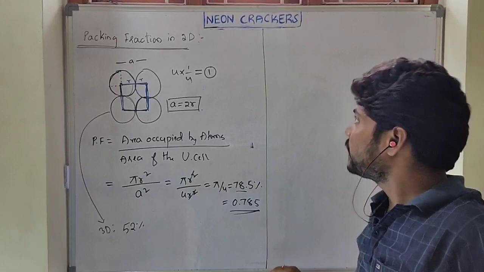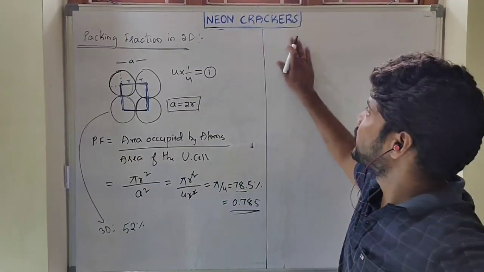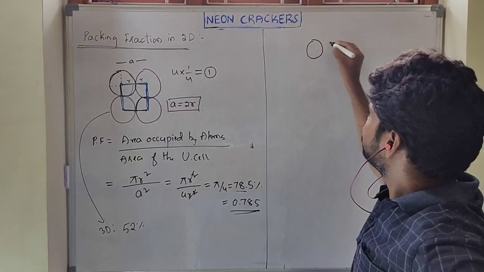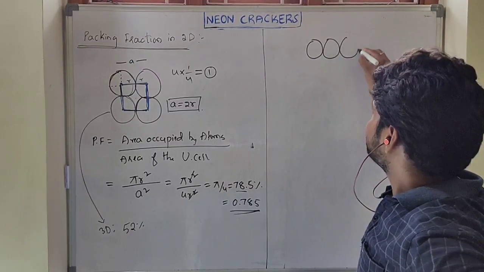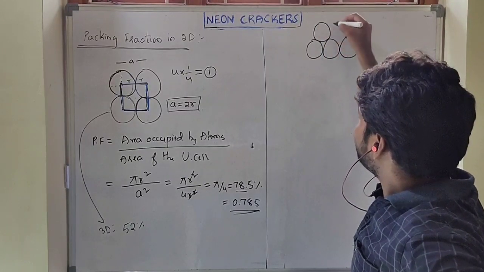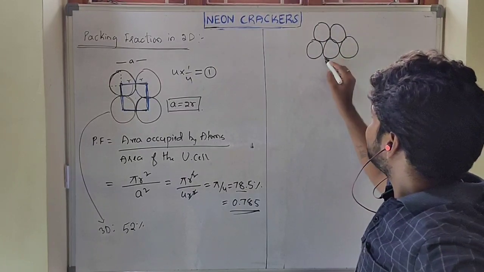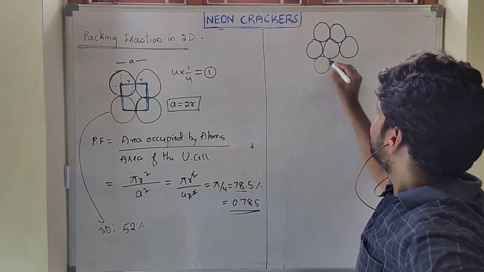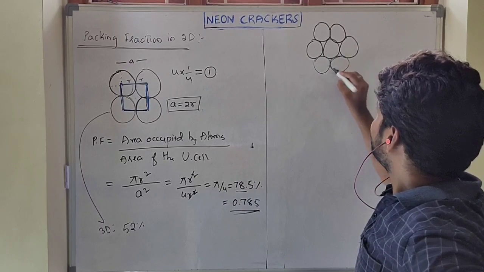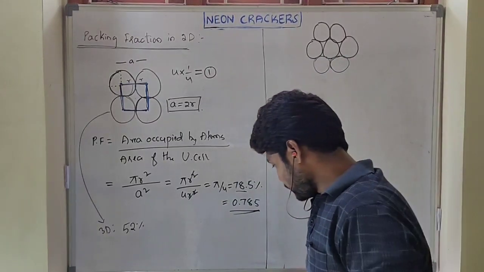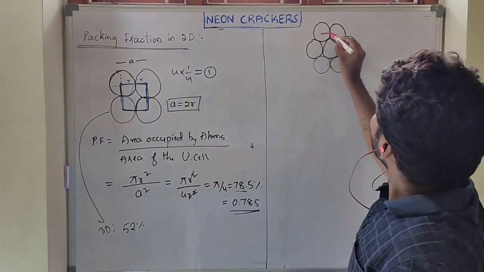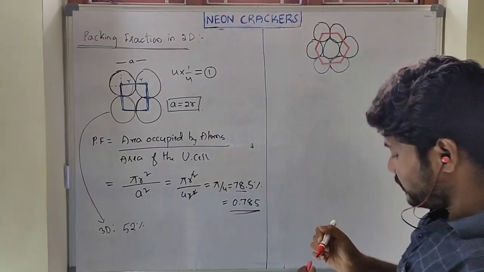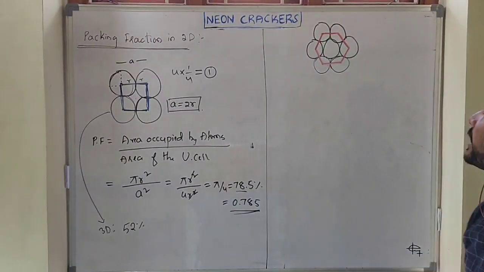Another kind of 2D packing is also there, that is hexagonal packing. So hexagonal packing, let's see. 3 atoms, and here in the cavity between these 3 atoms we can place 2 atoms, and through the center nucleus of this atom, we can get it like this. So it seems to be hexagonal.